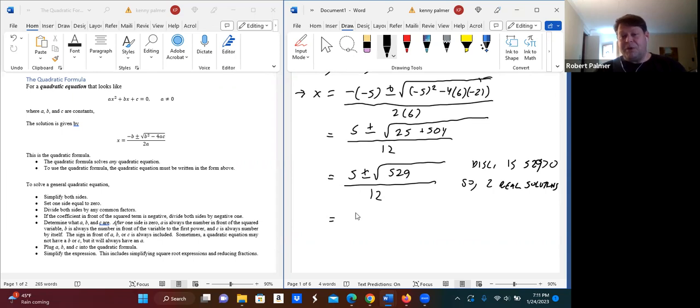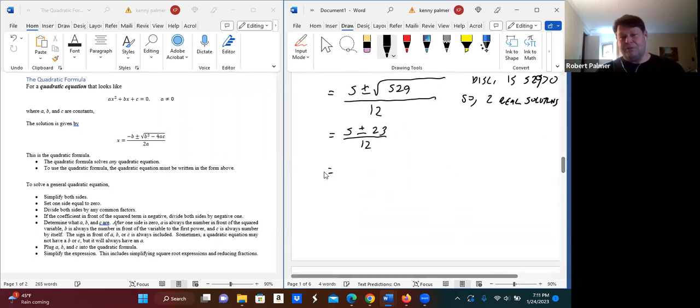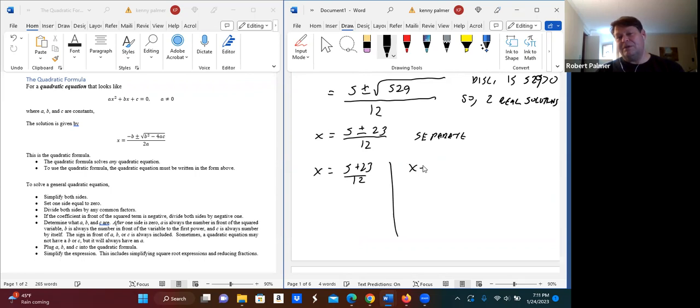Now, actually 529 turns out is actually a perfect square. And so that turns out it's actually 23. So this is much like the very first one we did. Okay. So we want to separate these if possible, and separate this into, so this is our x. So separate them with a plus or minus. And so I'll just write that. So separate. Okay. So one is 5 plus 23 over 12. The other is x equals 5 minus 23 over 12.